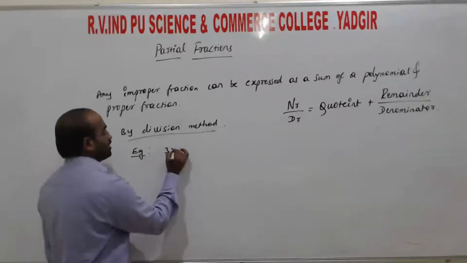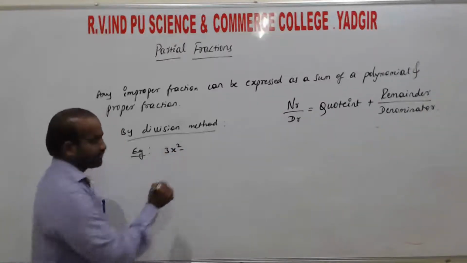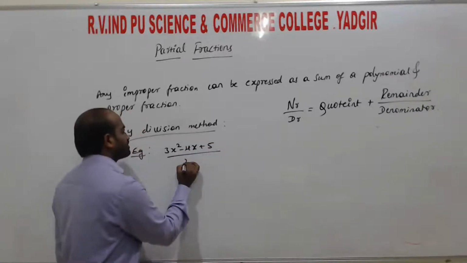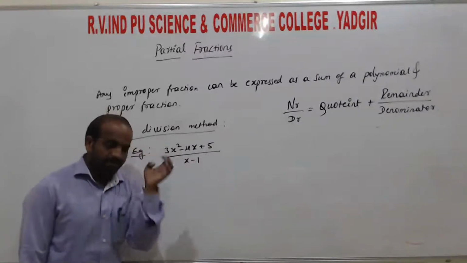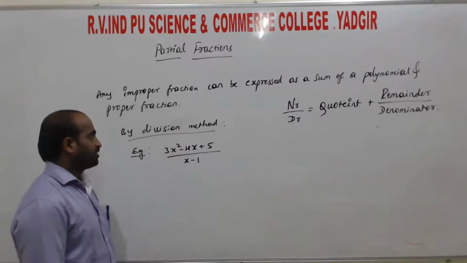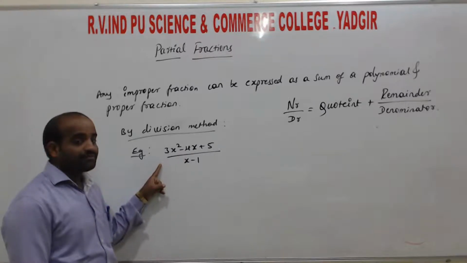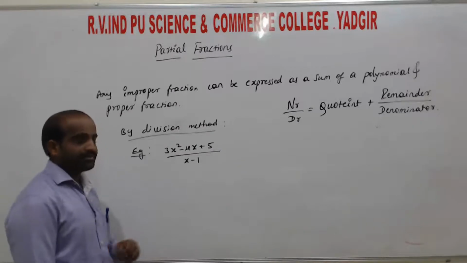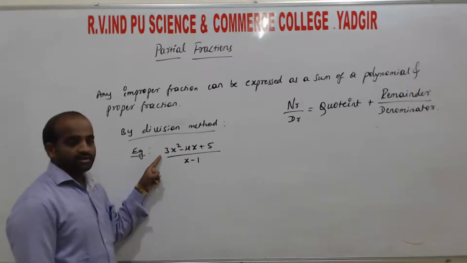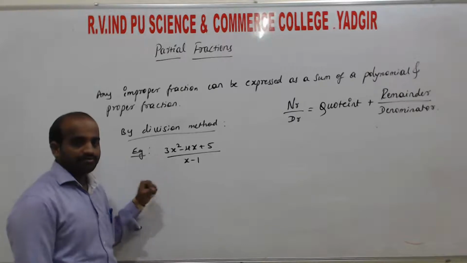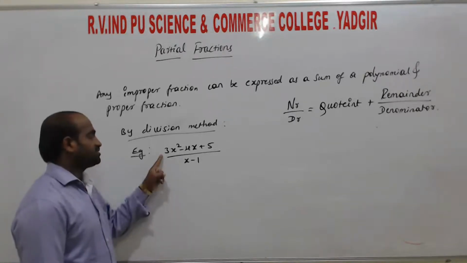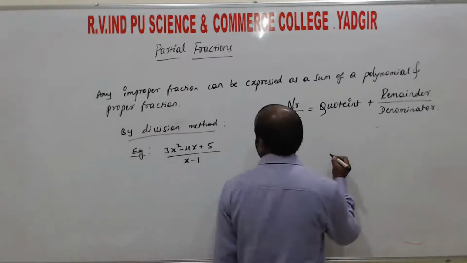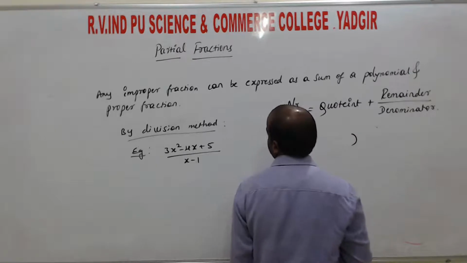Okay, for example, 3x square minus 4x plus 5 divided by x minus 1. This is an improper fraction. f of x is greater than g of x. First, we have to solve it by the division method.